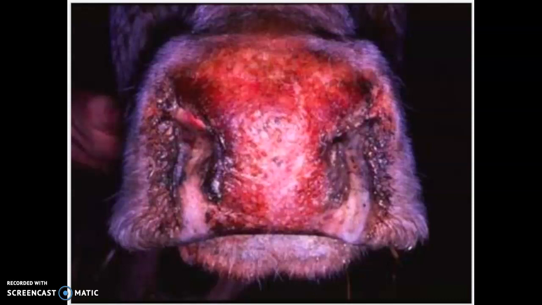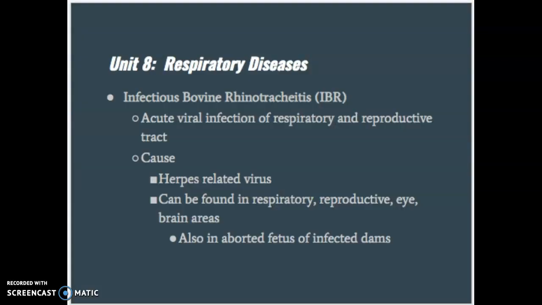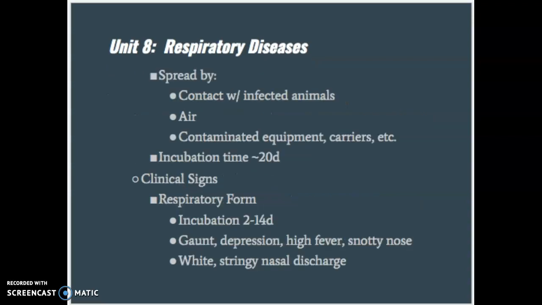You can notice obviously the dark red nose, and this particular cow has experienced some bleeding out of the mucosa, really severe problem there. Again, IBR, we've somewhat alluded to, is a herpes-related virus, so you can find this in the respiratory, the reproductive, the eye. There's an IBR version of pink eye. You can have an aborted fetus, so IBR is a really problematic pest out there.